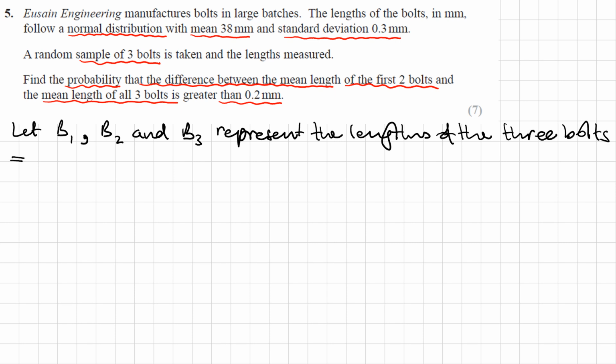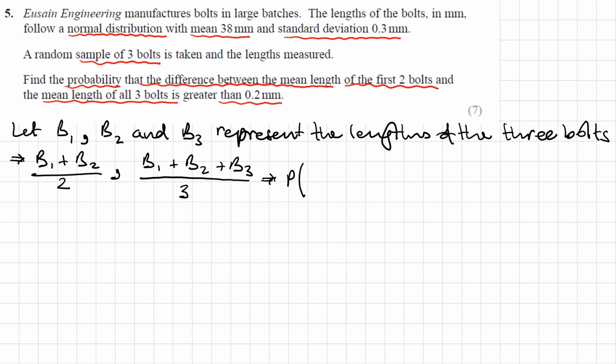Let me now write down what the mean of the first 2 bolts would be. So that'd be B1 plus B2 divided by 2. And then the mean length of all 3 bolts, B1 plus B2 plus B3 divided by 3. And what I want to find is the probability that the difference between these mean lengths is greater than 0.2. So I could write down the mean length of the first 2 minus the mean length of all 3 is greater than 0.2.